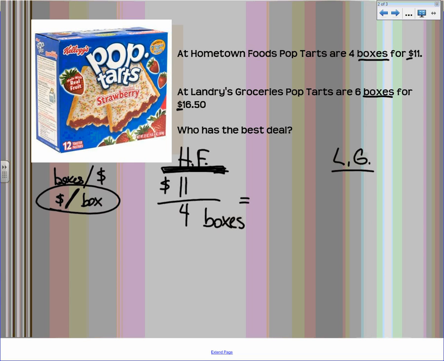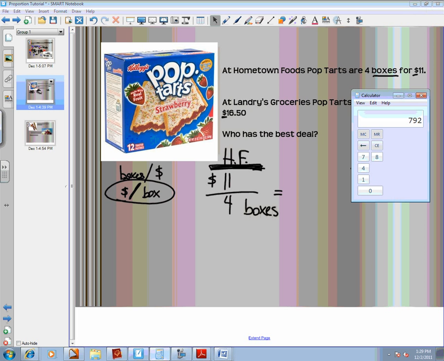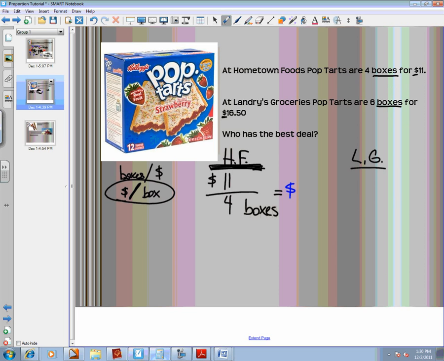What's my unit rate? All right, well, we'll use my handy-dandy Smartboard calculator. So it's literally just 11 divided by 4. So it's $2.75 per box. And I'll move that down here. So $2.75 per box.